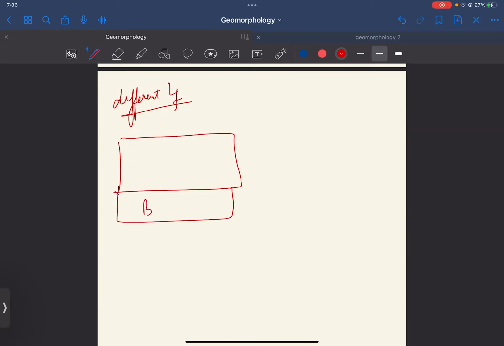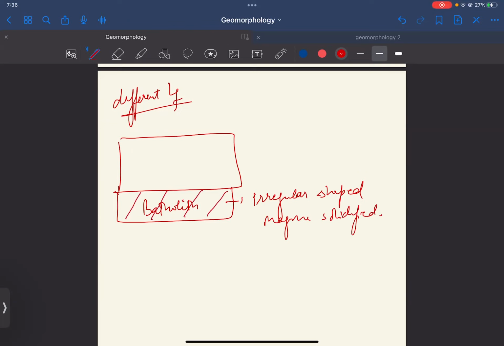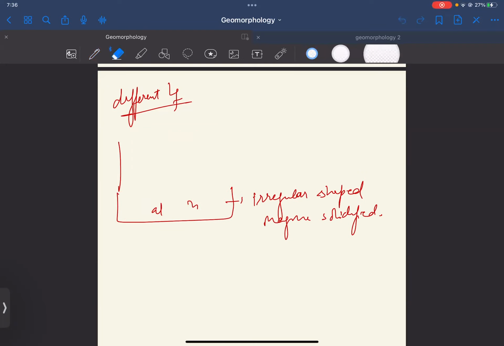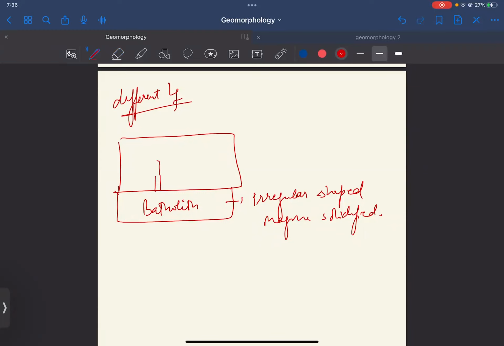first of all, there is the batholith. It is a large, irregular shaped magma solidified at the interior of the earth. It doesn't have any particular shape. It could be anything. Just keep in mind, if magma is rising and it deposits in the form of a vertical wall, they are known as dikes. This is a vertical wall.